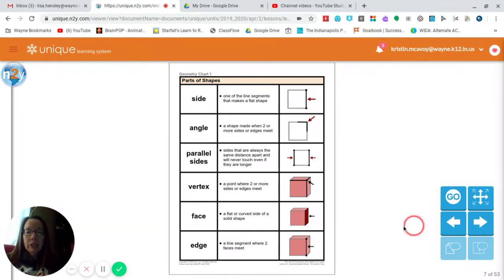And then edge. Edge is the line or segment where two faces meet. So instead of just this little pointy part, it's like the whole line down, this edge. Okay, not just the point, that's the vertex, the edge, the whole line down, that's the edge.